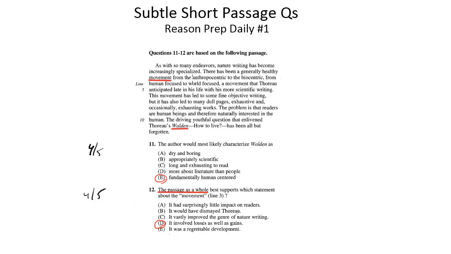They use this fancy word here, anthropocentric. Anthro means human, and centric means centered, right? So human-centered, to the biocentric. So this would be, as they say, the world focused. They pretty much define the words here, right? Human focused to world focused. So nature writing has moved away from the human focus to the world focus. And Walden, which had this question, how to live, that mission, how to live, focus on the human, has been lost in favor of this focus on the world.